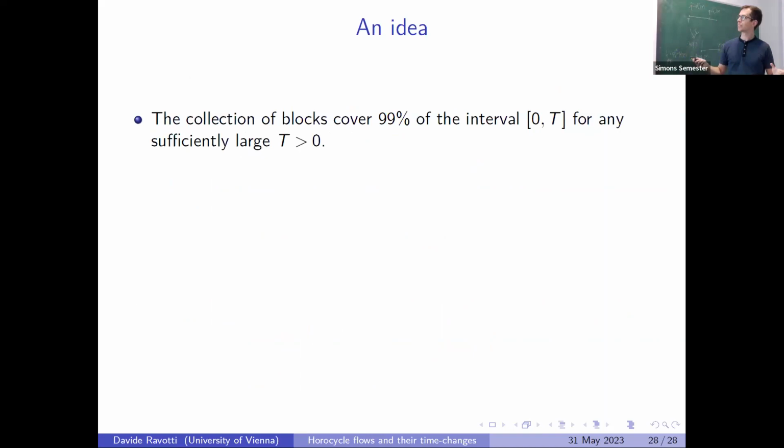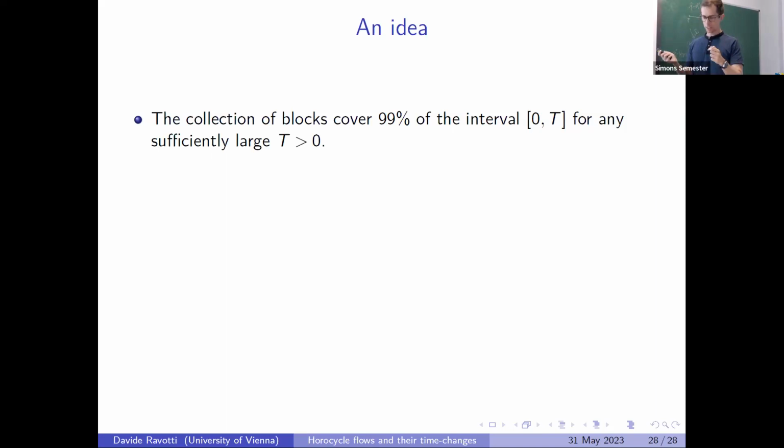So this new collection of blocks will cover 99% of the times, because I was finding a block every time the points were close together. I could find a block by looking at the sublevel set. And the times at which the points were close together, coming from losing, is 99%. And so here I'm taking even more than that. So this collection of blocks is a lot, like 99% of the time.